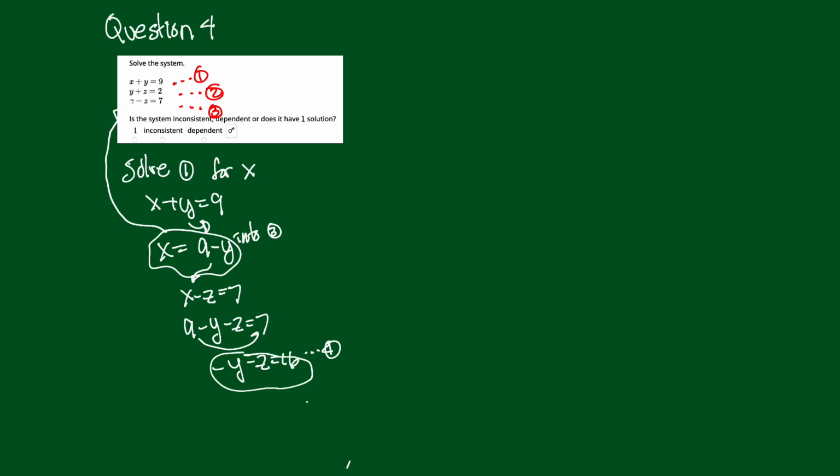Now, this equation has a y and a z. Look back up here. Equation 2 has a y and a z. So how about this? Here's a new system. This is y plus z, that is equal to 2. Now that's equation 2, right? And then I got this new one. Negative y minus z is equal to 16. That's our new equation 4.